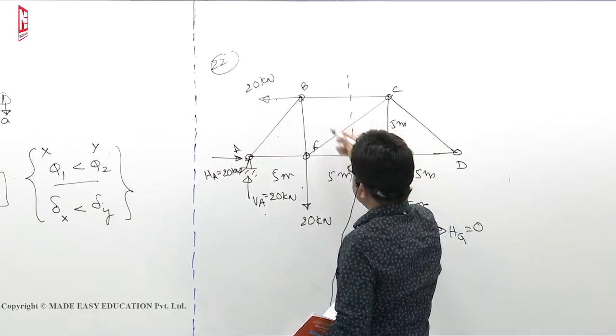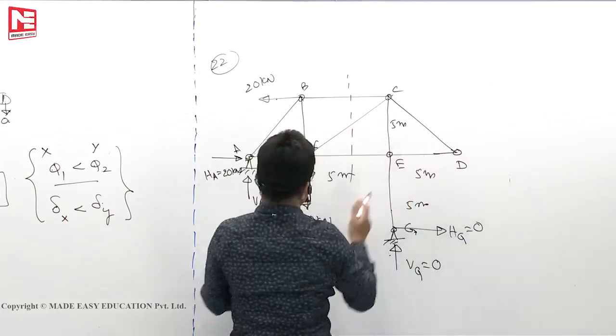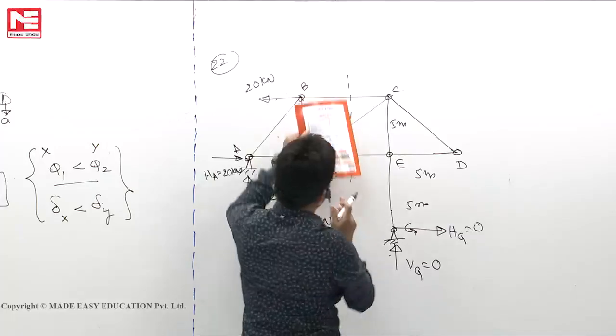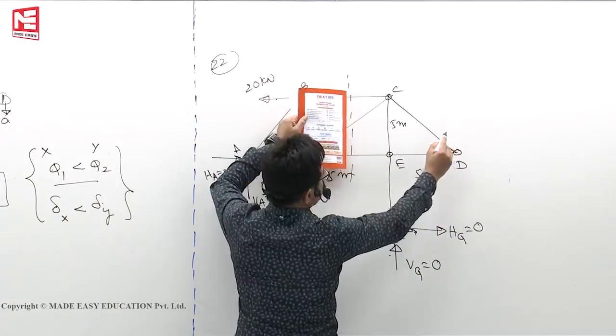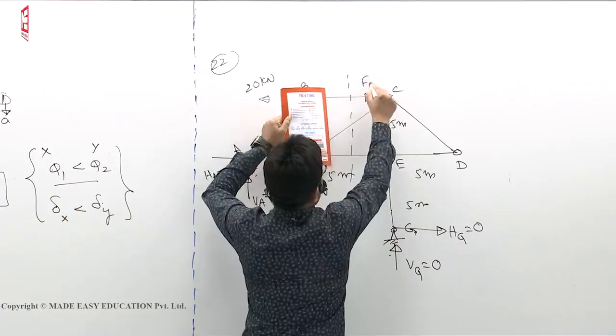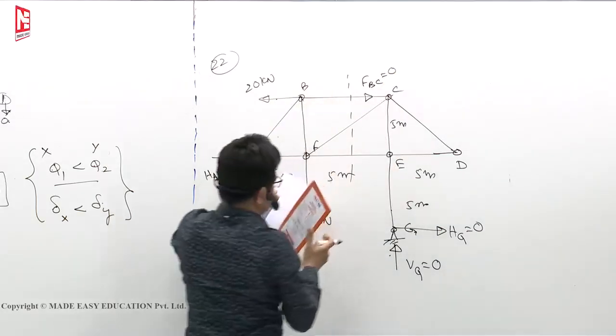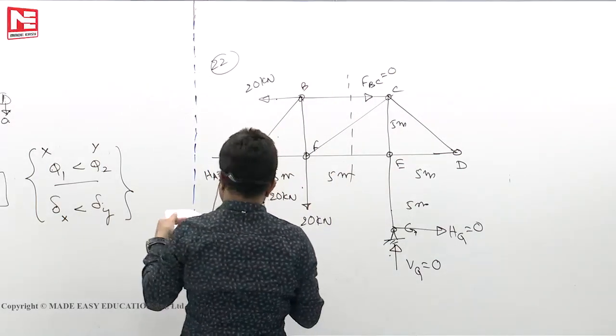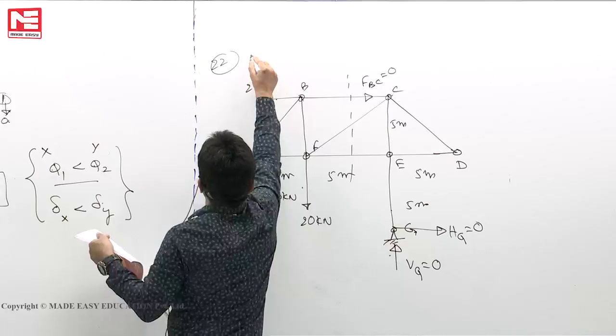You will cut here and look right side. See here. Cut, look right side. Is there any force? No force. So force in the member BC is 0. So BC 0 means 22A is the option.